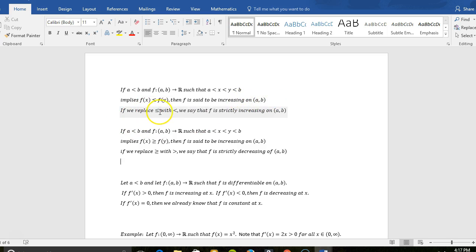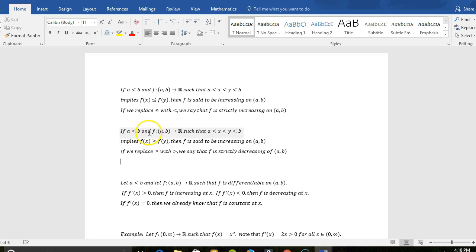And if we replace less than or equal to with less than, then f is going to be said to be strictly increasing on the open interval ab. And guys, when we do increasing and decreasing and constant, we're going to be doing this on open intervals, non-empty ones at that. Again, non-empty. We don't want empty.